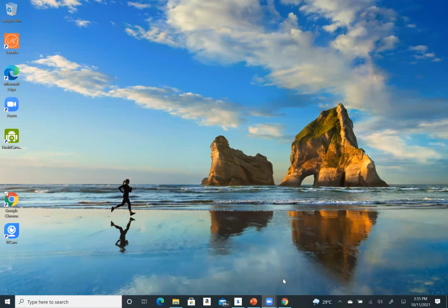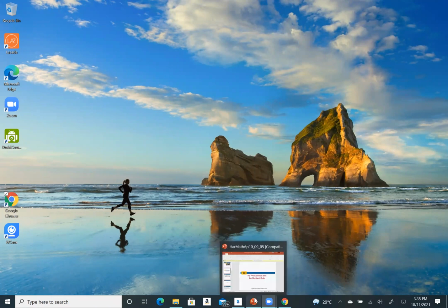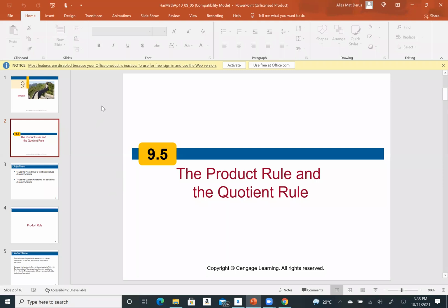So we are going to continue 9.5. Yeah, I actually have one announcement, but I will make the announcement later. All right, 9.5, it's about the product rule and quotient rule.